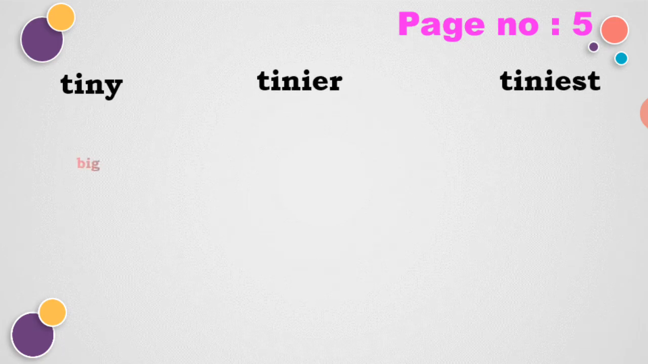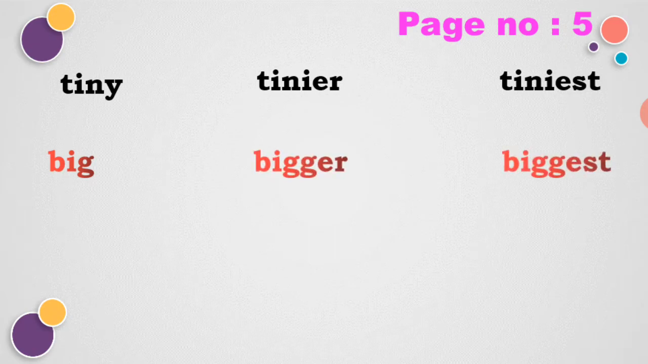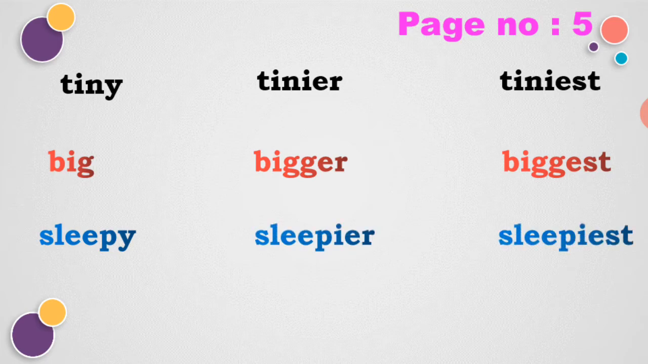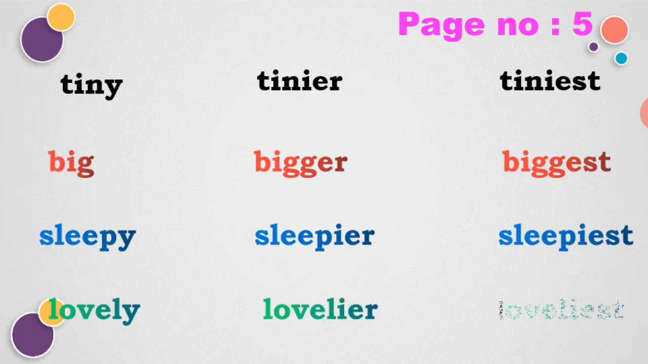Now, hoping that you have understood what we have done, here are certain exercises which are there in your Marigold textbook on page number 5. Let's look at them. Tiny, tinier, tiniest. Big, bigger, biggest. Sleepy, sleepier, sleepiest. Lovely, lovelier, loveliest.